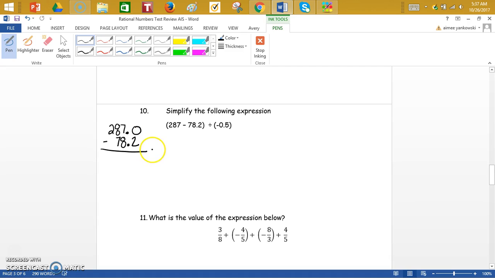Oh, I'll fill in a 0. And now I'm ready to subtract. I can't take 2 away from 0, so I borrow from the 7. The 7 becomes a 6. This becomes a 10. 10 minus 2 is 8. Now your decimal point drags right down.